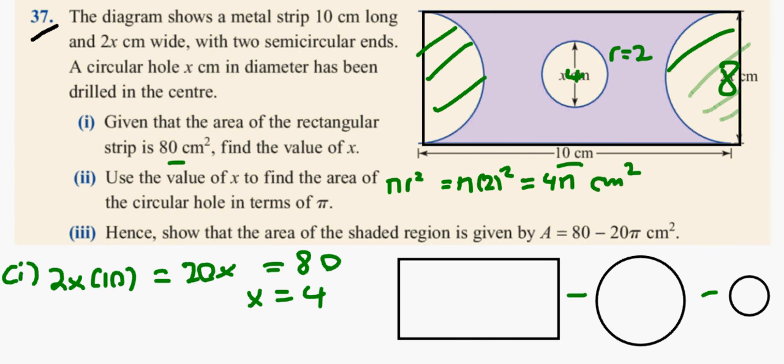What's the radius of the large circle? 4, isn't it?